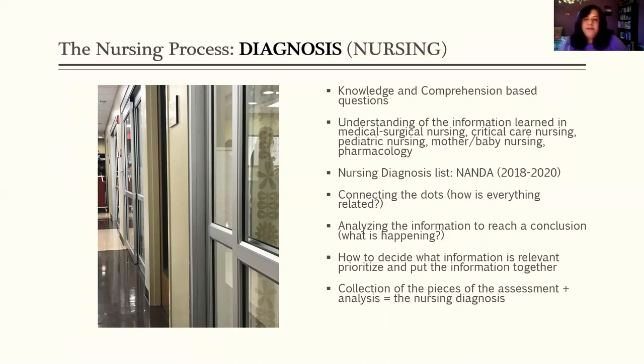We need to analyze the information and we need to reach a conclusion to try to figure out what's happening. Based on all the information that I gathered from the assessment, what is the primary care for the patient? What's going on? We decide what information is relevant. We have to prioritize and put that information together. And it's really just collecting the pieces and starting to put the puzzle together. So if we collect the pieces of the assessment and then we analyze it, we're going to have this part of the nursing diagnosis.